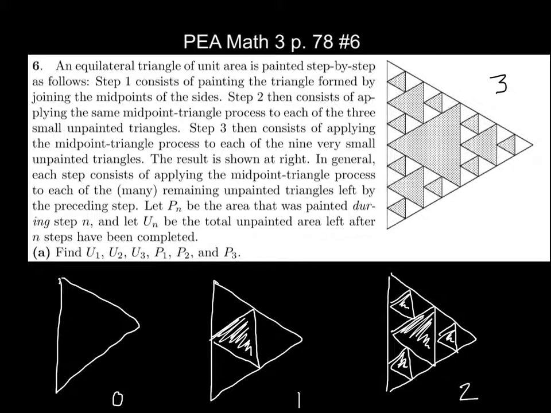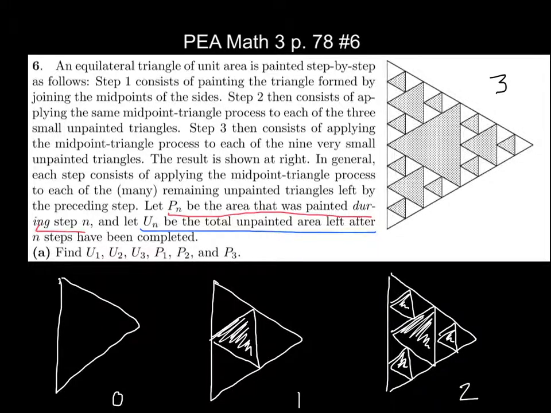Okay? Now we have to be very careful about what they're asking here. It says, let P of n be the area that was painted during the step. So what that means here, it's not the total. For the P of n, it's not the total. It's just the fraction that was painted during that step. And then U of n is the total unpainted area after the step has been completed. So understand that first part.